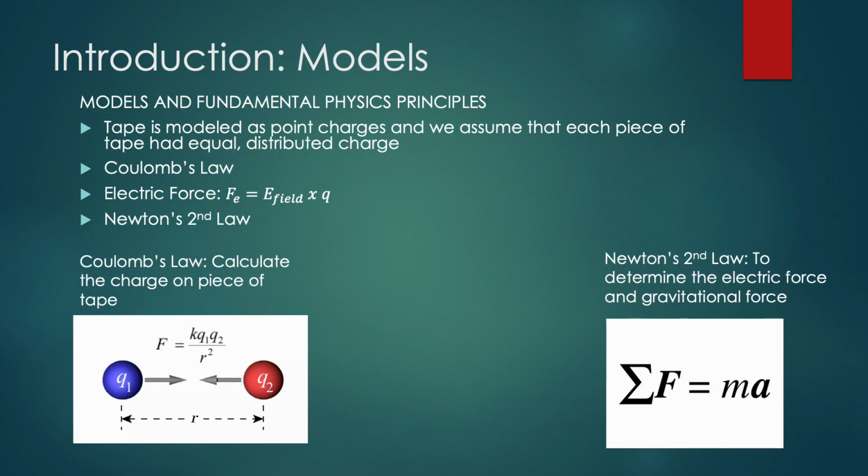To define the physics principles with more detail, we must discuss why we use these equations and what they mean. The first model was that tape is modeled as a point charge, and we assumed that each piece of tape had equal and distributed charge. We also used Coulomb's law, the electric force, and Newton's second law.